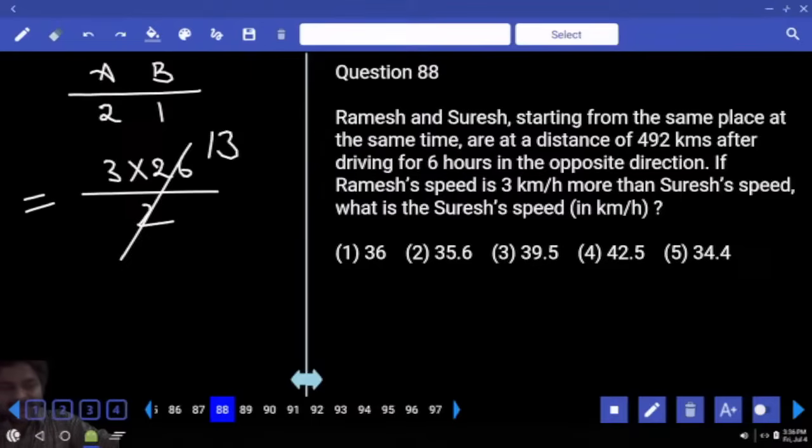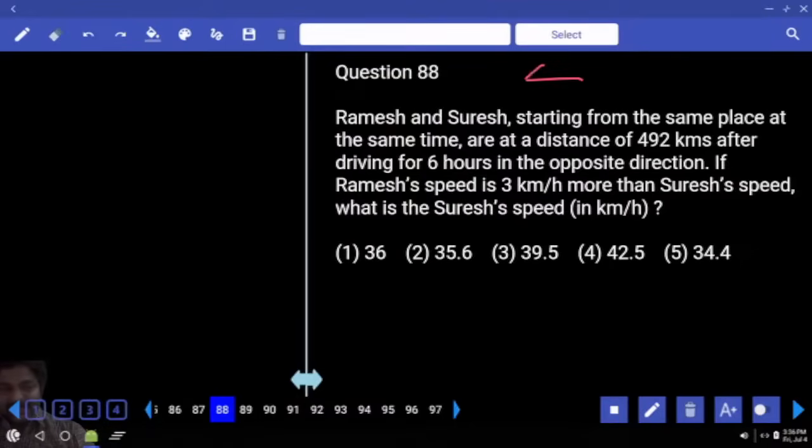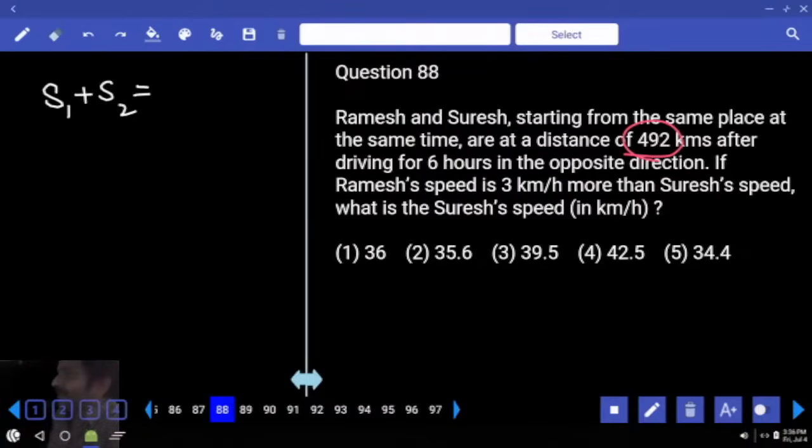Ramesh and Suresh start from the same place at the same time and are at a distance of 492 kilometers after driving for 6 hours in opposite directions. If they are moving in opposite directions, relative speed is S1 plus S2. So S1 plus S2 per hour is going to be 492 divided by 6, because that is the distance between them after 6 hours. Per hour it will be divided by 6. 82 times.